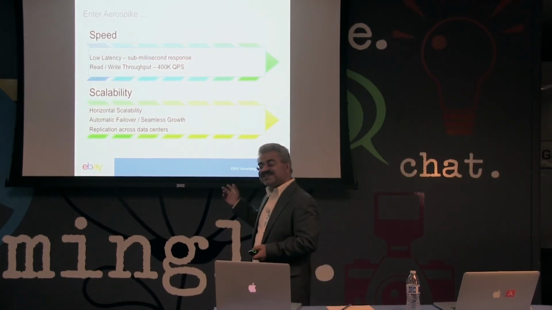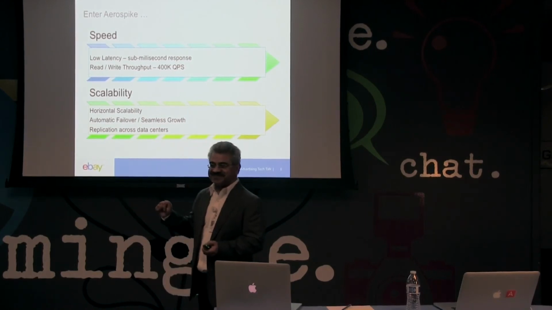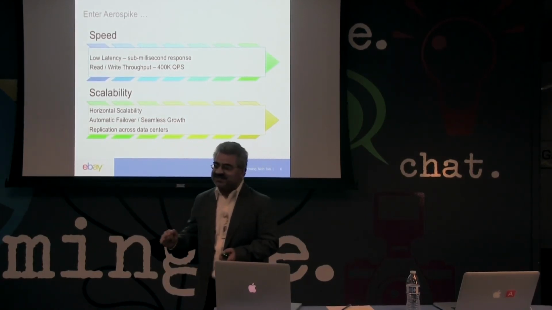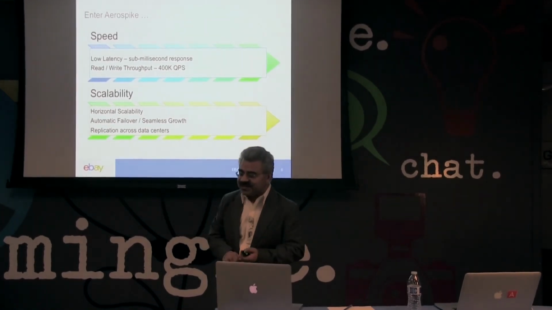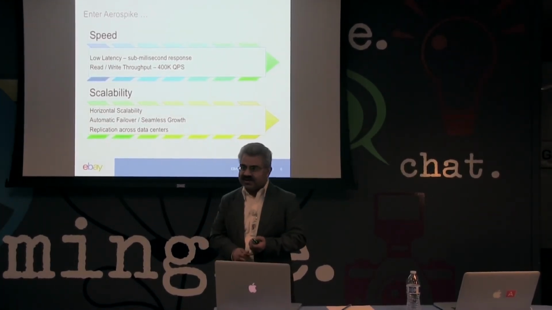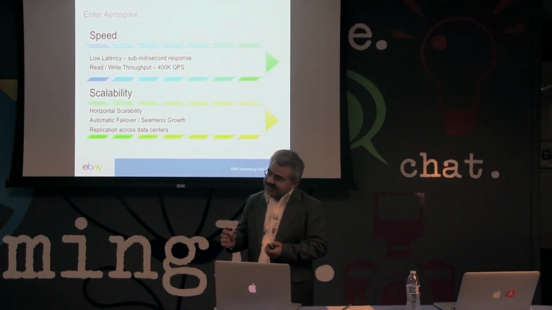So this is where Aerospike enters. The two problems that Aerospike helps us solve are speed and scale. We were looking for a technology, and we actually did prototypes with a lot of similar technologies in this space, including Redis and Riak. What we were looking for is low latency, in the sense that you want sub-millisecond lookup.